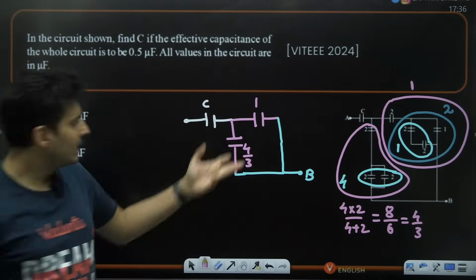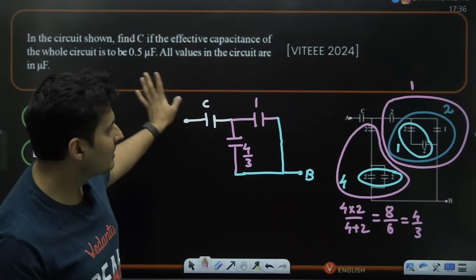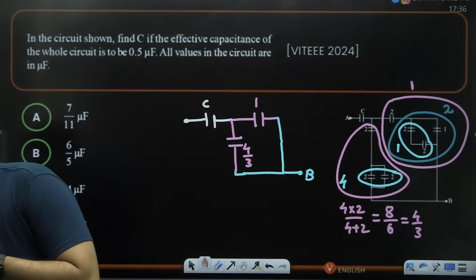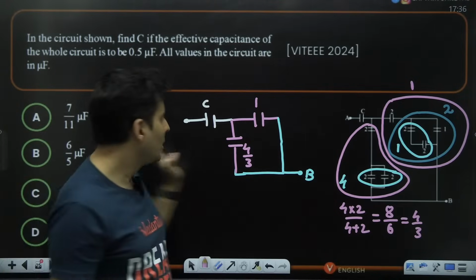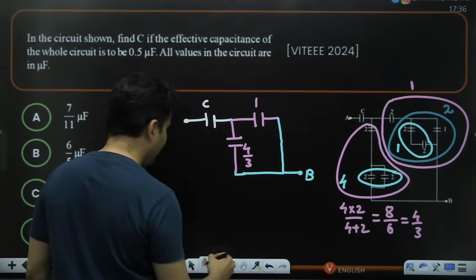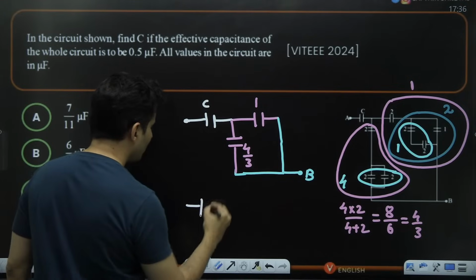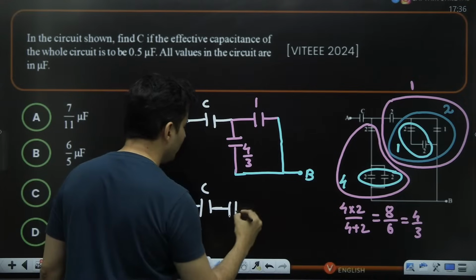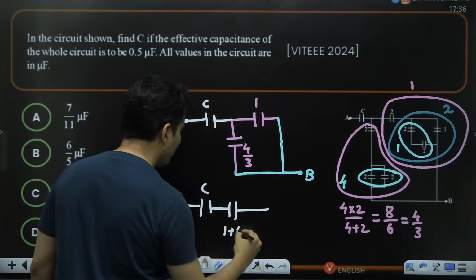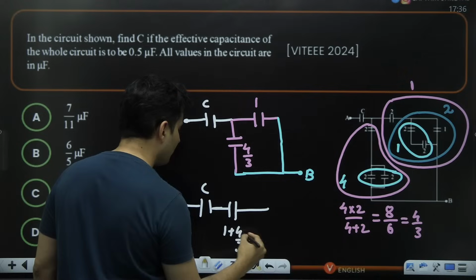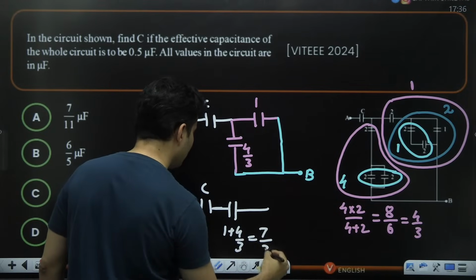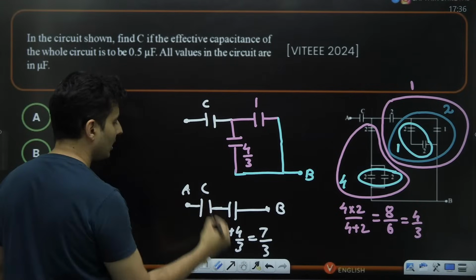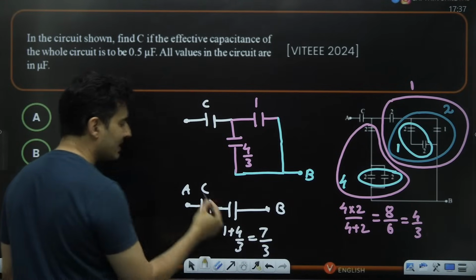All right. Next. Anything else missed? Everything else we have taken? Yes, perfect. So now what is the effective capacitance of both of them? This is basically C, and these two are in parallel. So add them completely: 1 plus 4 by 3, which is 3 plus 4, which is 7 by 3. So this is your point B and this is your point A. So this is basically 7 by 3.